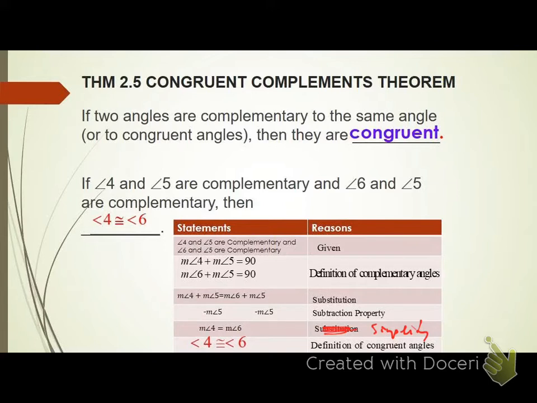It'll shorten our work. If I know that two angles are complements to the same angle, I can just call them congruent and say it's because of this congruent complements theorem. Okay? That's it. Good?